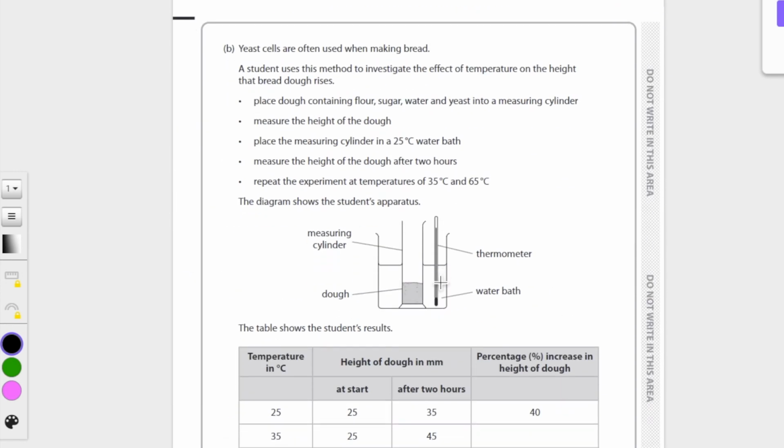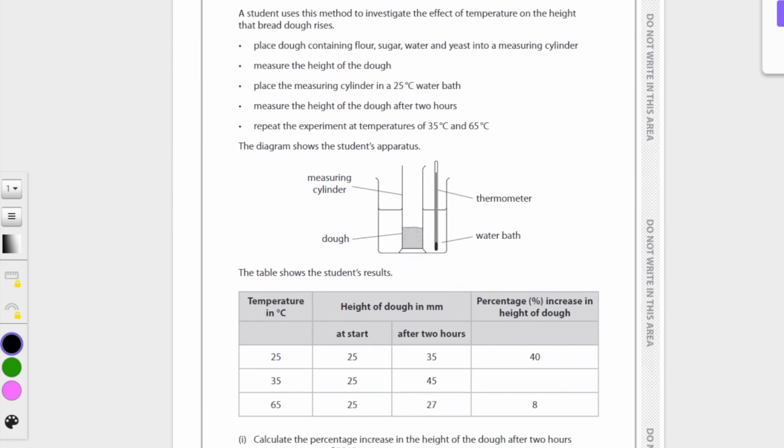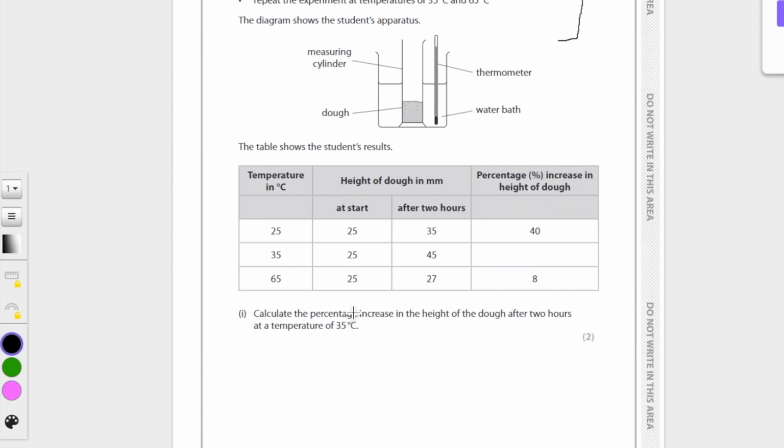Okay. Yeast is also used to make bread, and this is the procedure that the student used to investigate the temperature and height of bread. The table shows results. Calculate the percentage increase in the height of the dough after 2 hours at a temperature of 35 degrees.